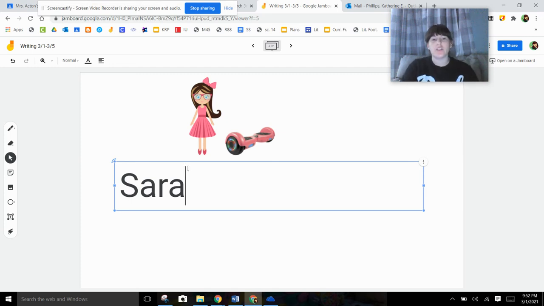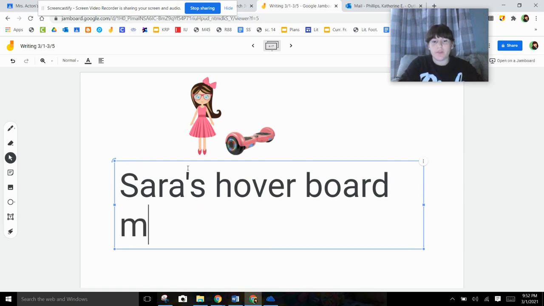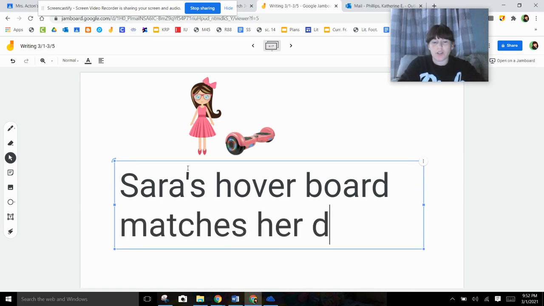So what we're going to do is show that this is Sarah's hoverboard. So we're going to add the apostrophe S to show whatever's next belongs to her. She possesses it. We're going to do hoverboard. Sarah's hoverboard, and then we have to finish the sentence. How about Sarah's hoverboard matches her dress? And then we have a sentence. So we've shown that it's Sarah's hoverboard, it belongs to her. We showed that with the apostrophe S, and then we finished it by adding some more detail to her sentence. It matches her dress, her pink dress, so it looks really good.